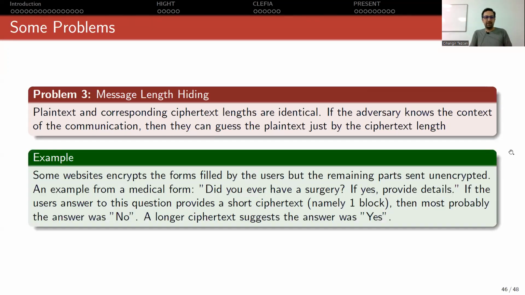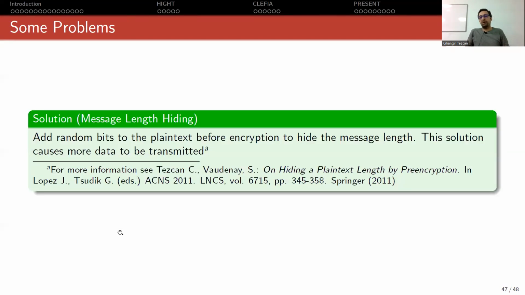So here's a basic example I always use. For instance, some websites encrypt the forms filled by the users, but the remaining parts are sent unencrypted. So an example from a medical form can be like, did you ever have a surgery? If yes, provide details. So this question goes as plain text, but your answer goes as encrypted. But if the answer to the question provides a short ciphertext, namely one block, then most probably the answer was no, right? Because it is short. But if it is longer than one block, this means that you answered yes, because you explained what kind of surgery you had. So you have to come up with a solution.